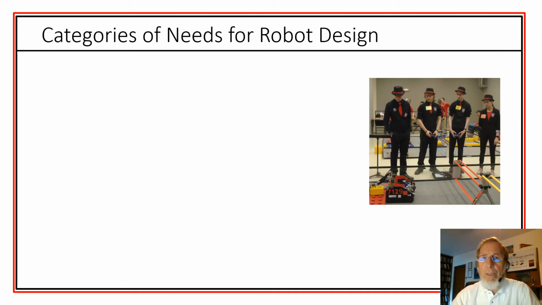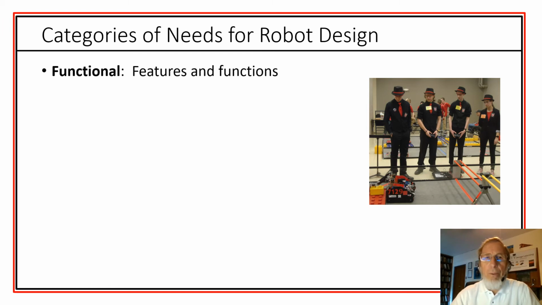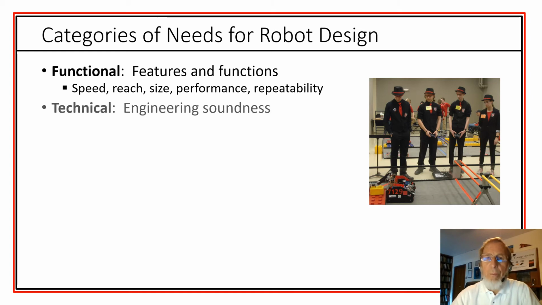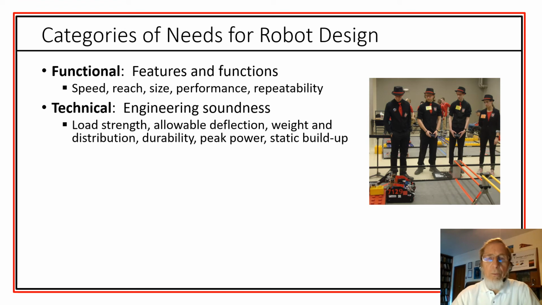I like to categorize needs into 4 different categories so that we don't miss something important. First of all is the functional needs. What are the features and functions of our robot? How fast does it need to move or accomplish things? How far does it reach? What size limitations do we have? Certain performances, repeatability. There are also technical needs in terms of the soundness of our engineering design: how sturdy it is, durable, strength, etc. So we need to make sure we don't overlook those types of needs.